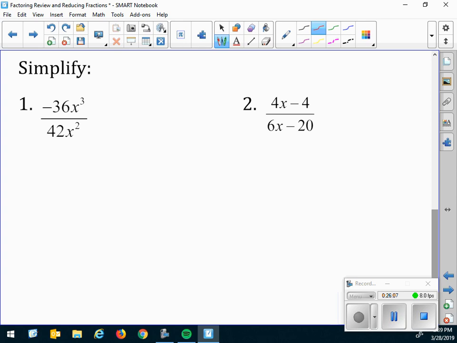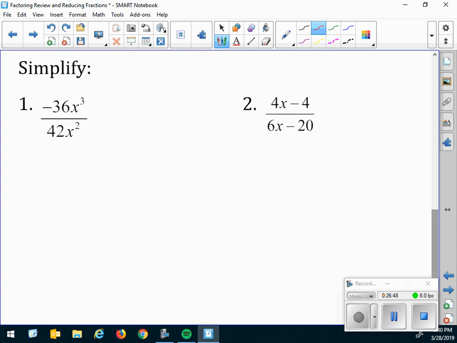Now, we've got 2 problems to do at the bottom of this page. Well, let's take a look. Everything on the numerator is being multiplied, right? This is negative 36 times x cubed. And on the bottom, this is 42 times x squared. So they're products. I'm multiplying. Can I factor out common factors when I'm multiplying? That's okay. I can do that.